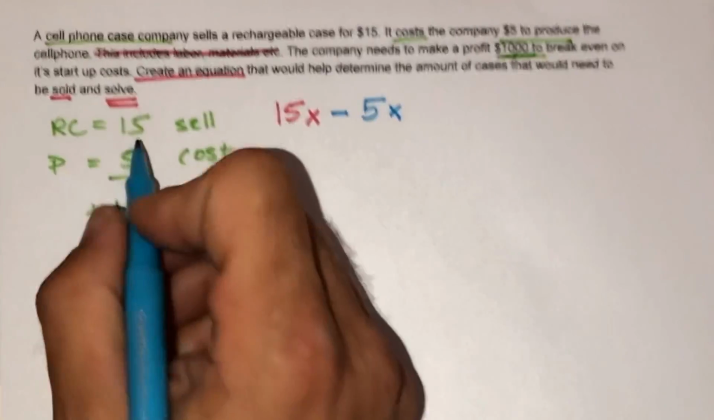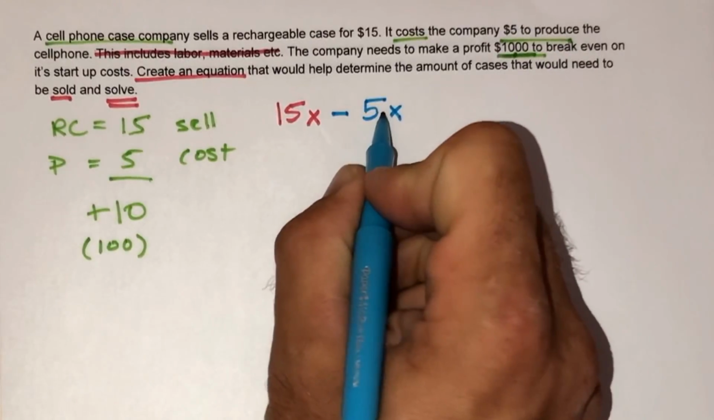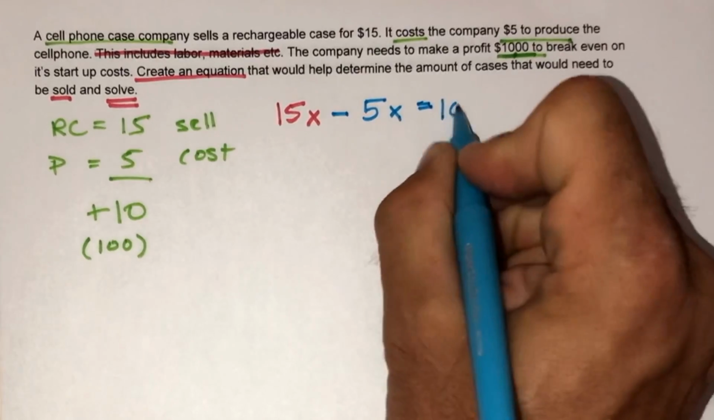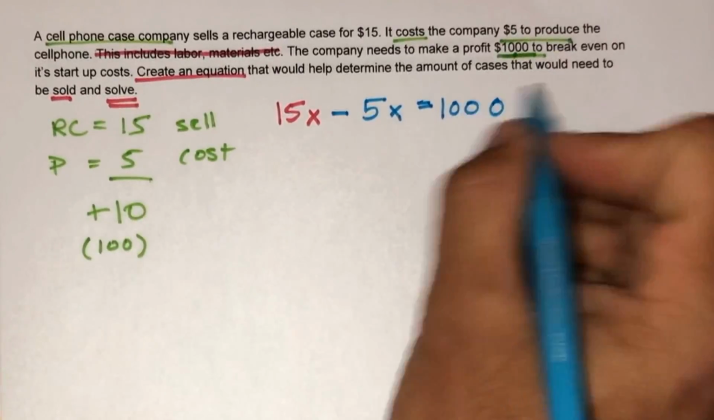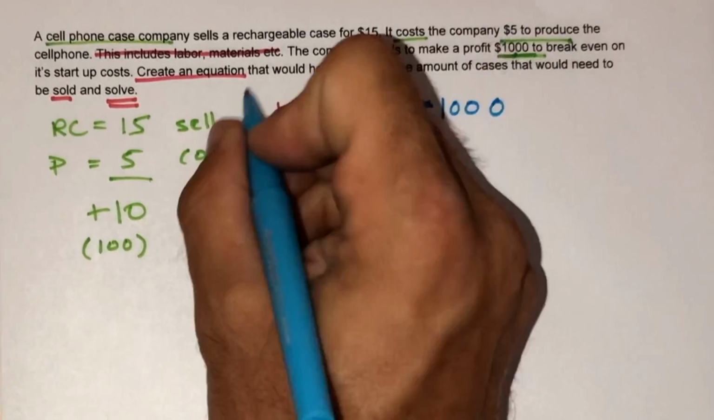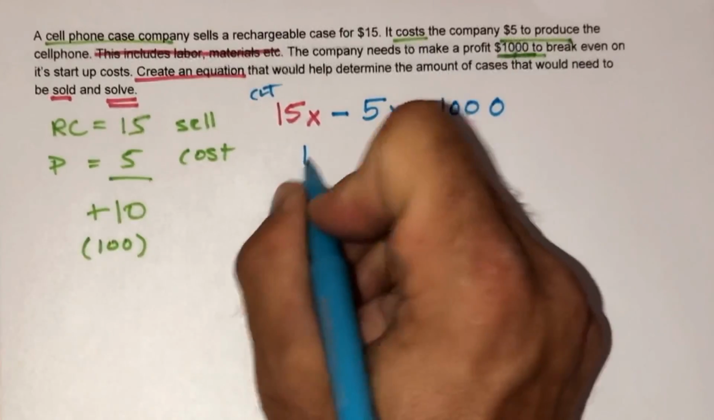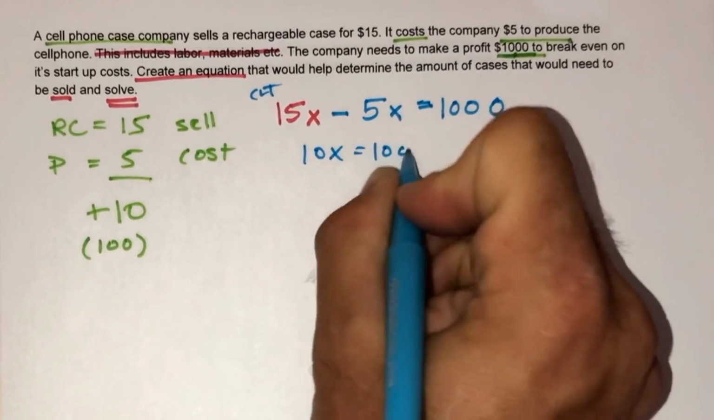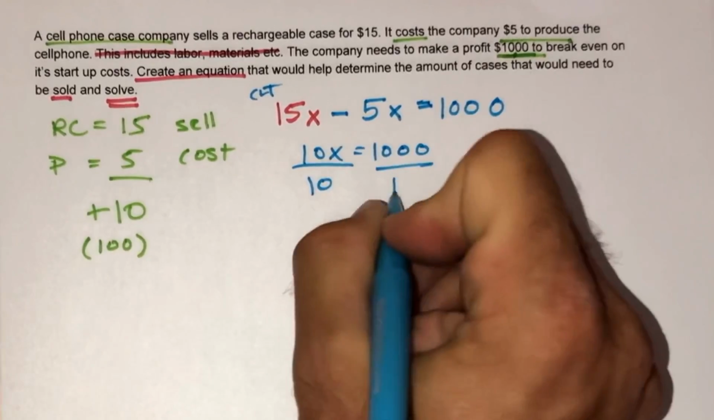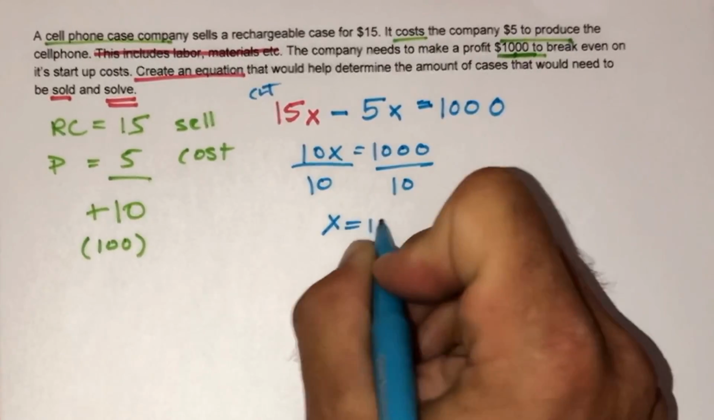So if you sell a case, again, you make 15, but you also lose 5, and you want that to equal 1,000. And that's how you could solve for this. Combine like terms, right? 10x is equal to 1,000, divided by 10. X is equal to 100.